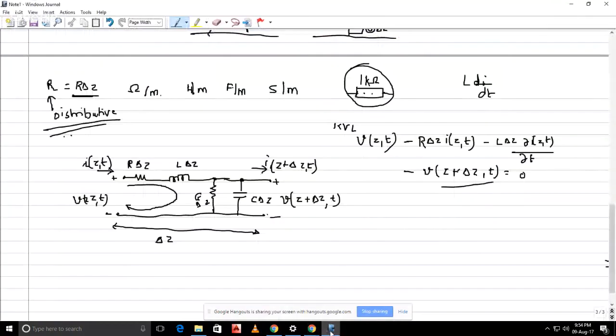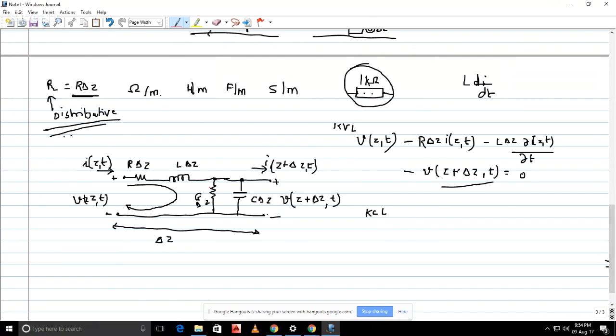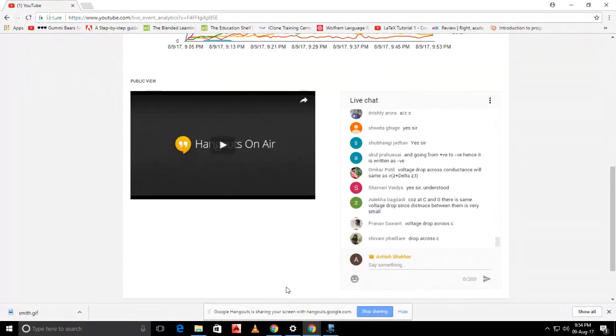Zuleika, very good. Let us now come back to the circuit and apply KCL at this node. I'll just change the color of my pen and let us make it red. If you apply KCL, how many currents are there? Can anybody tell me at this node? I'm standing at this node, and this node and this node are one and the same. So how many currents are incoming, and how many currents are outgoing? Can you please write in the comment box? Give me the currents.